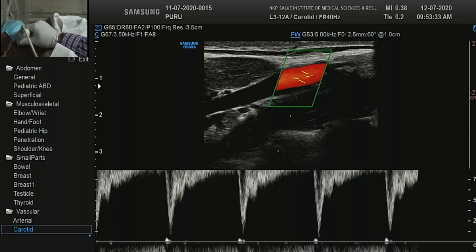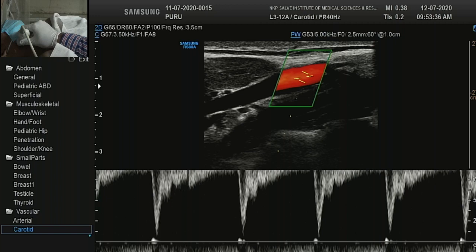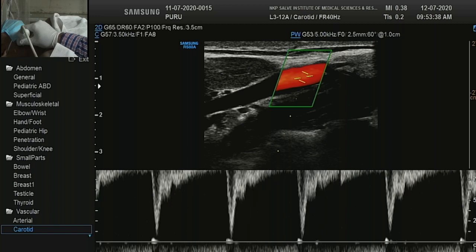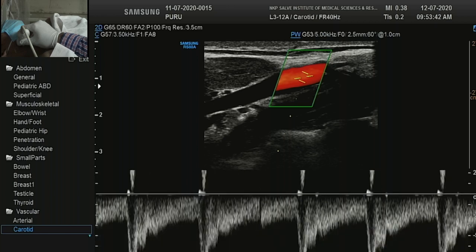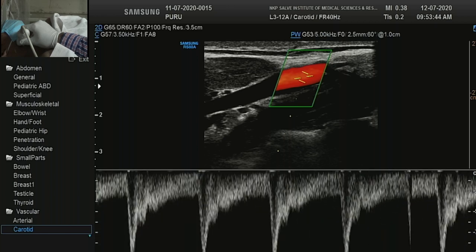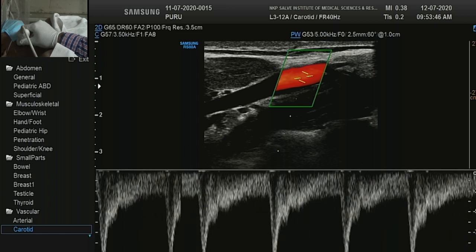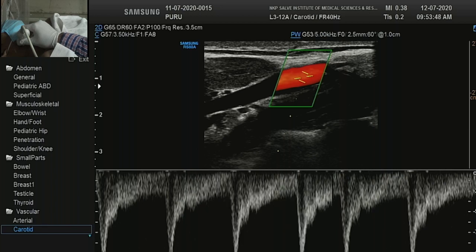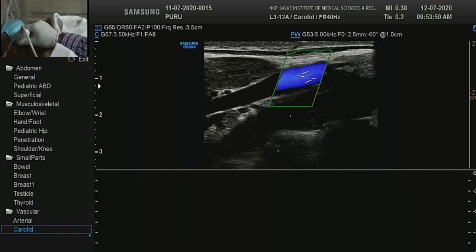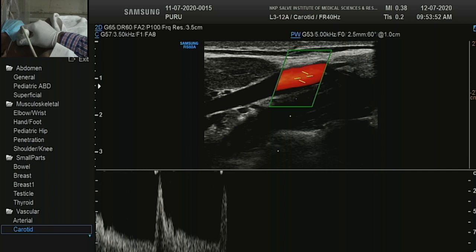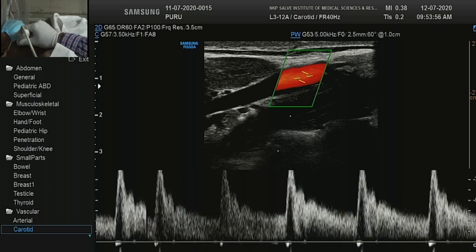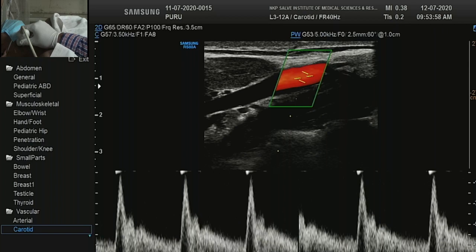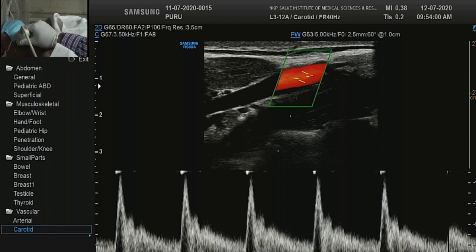See, the flow is going away, so it is going below baseline. So what we can do, we can either get it up like this, or you can just make a button as a steer invert, Doppler invert, and get the baseline to minimum so that you see it. So the flow pattern is same.